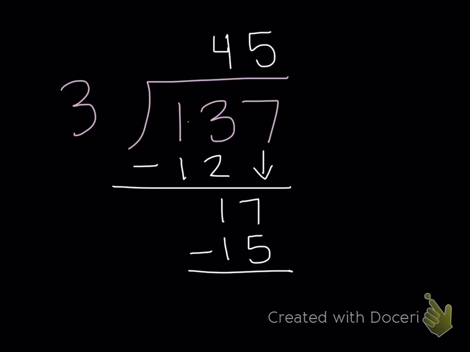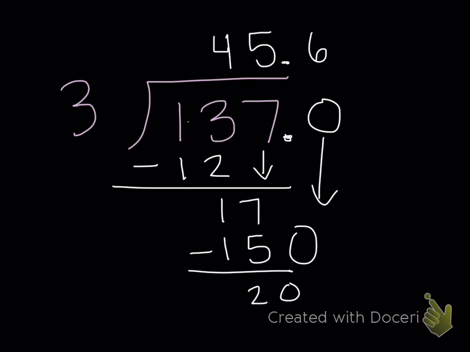And I know I could put a 0.0 here and drop the 0. So this will become 20. 3 goes into 20 evenly 6 times. 6 times 3 is 18, and we could keep doing this, and I'll end up getting 0.6 repeating. So that's the idea of long division.